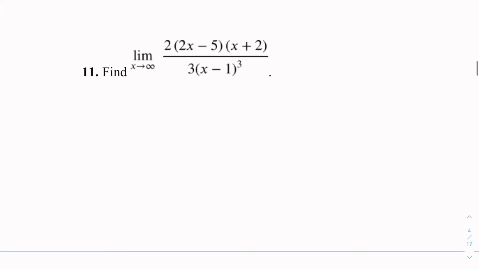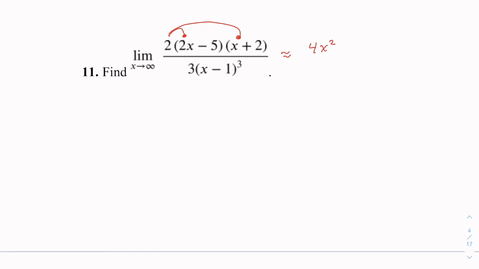Let's try another one. Again, we're looking for the leading term. So careful here, we have to multiply 2 times 2x. But if we distributed it further, we would also multiply with the x here for a leading term of 4x squared. 2 times 2x is 4x, times x is 4x squared.